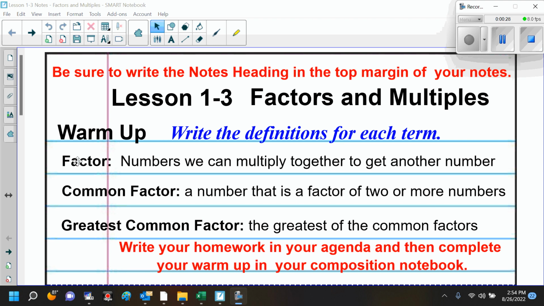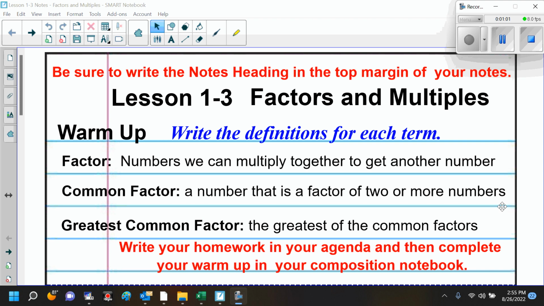So a factor are numbers that we can multiply together to get another number. So for example, we have 2 times 3, that's equal to 6, right? So 2 and 3 are factors of 6. 7 times 8 is 56. So 7 and 8 are factors of 56. Make sense? All right.